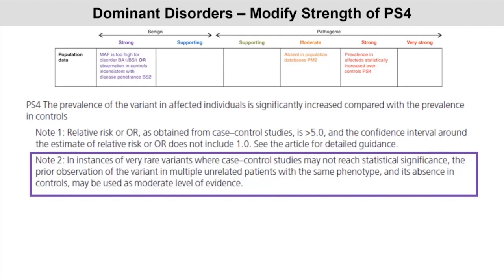So this criteria is often, the way it's written, more applicable for case control studies. However, often you don't have enough data to really perform a statistically significant case control study. And so in the guidelines, they address this by adding this note 2 that I've circled below, where when you have a very rare variant where a case control study may not be significant, the fact that you've seen this variant in multiple unrelated probands and that this variant's absent from controls, you could then use this code for these observations as well.